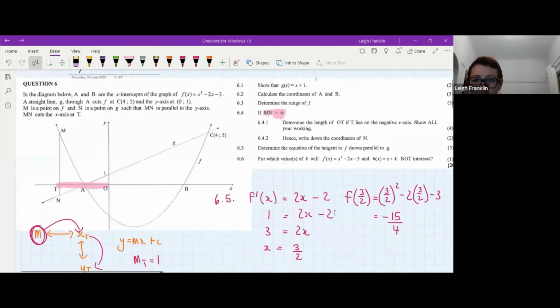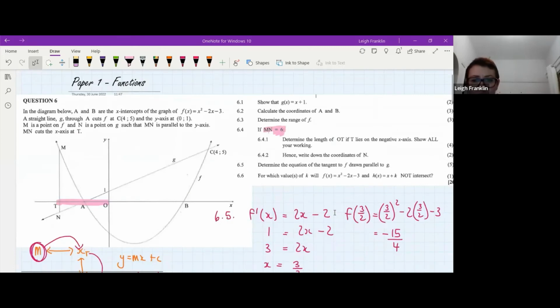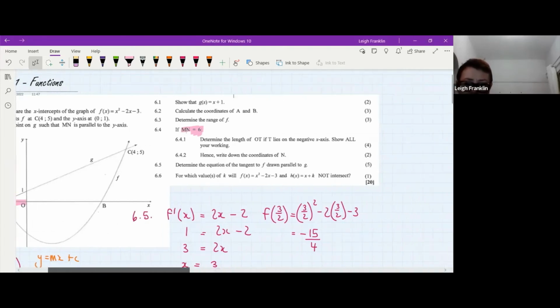And now, for which values of k do f of x equals x squared minus 2x minus 3 and h of x equals k plus x not intersect? This question is only out of 1 mark. It is an interpretive question, but it's based on what we've already done. In 6.5, we have all the information that we need to answer 6.6.